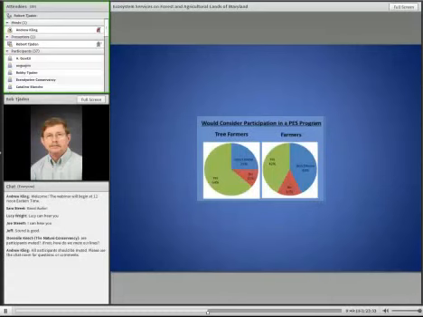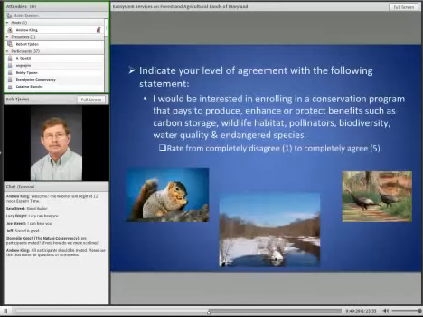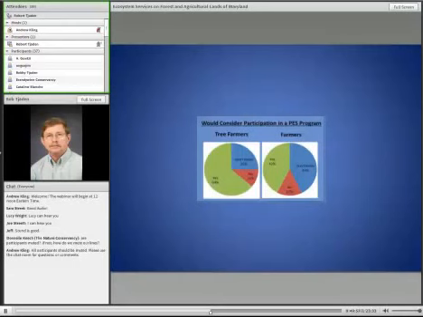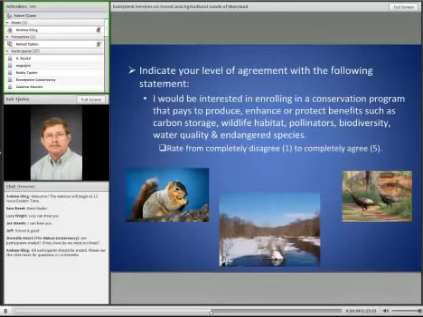So now we asked them, indicate your level of agreement with the following statement: I would be interested in enrolling in a conservation program that pays to produce and enhance benefits such as carbon, wildlife habitat, pollinators, biodiversity, water quality, and endangered species. The previous question really dealt more with, would you participate in a general program? We didn't give specific ecosystem services, but here we broke specific services down. And we found that water quality and wildlife habitat were the 2 most popular types of ecosystem services that they would be interested in participating in.